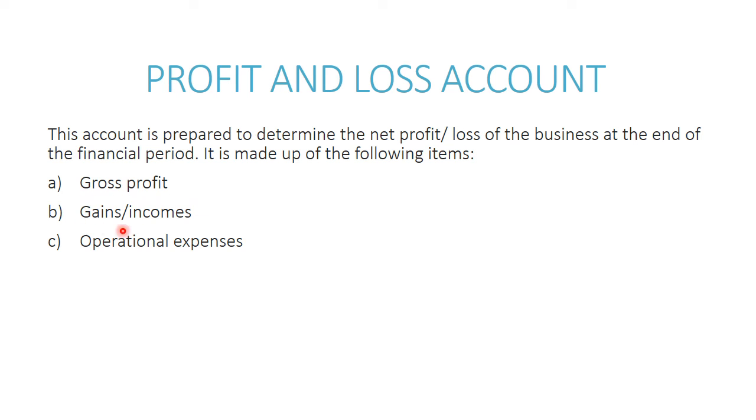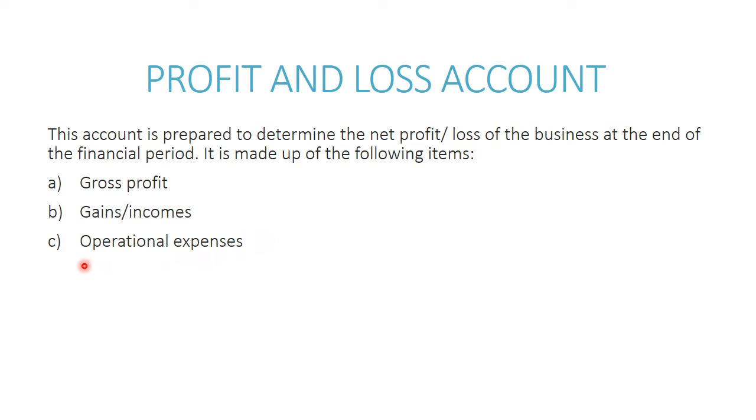Then the gains. These are incomes that you receive away from your normal trading activities. It's possible that as you are trading with your suppliers, you might be given some discounts. Discount received is a gain. Or as you are offering certain services, you can be given commission. Commission received is also a gain. So these are part of the profit and loss account.